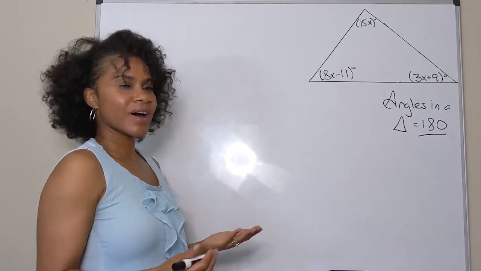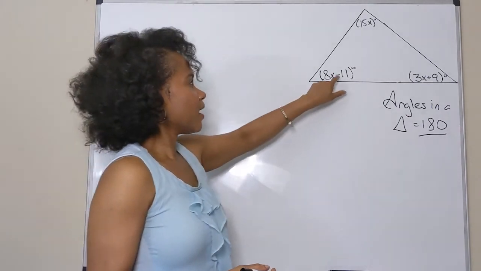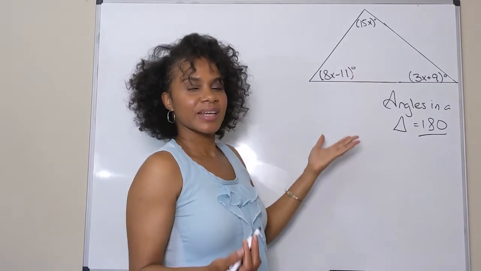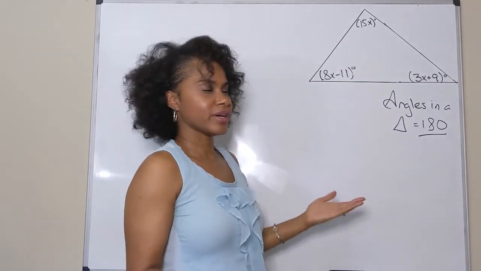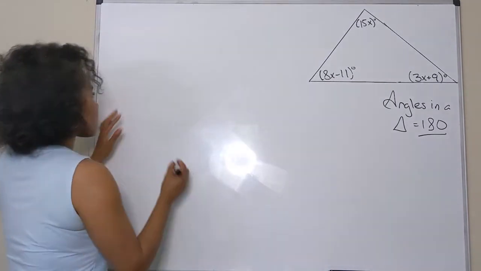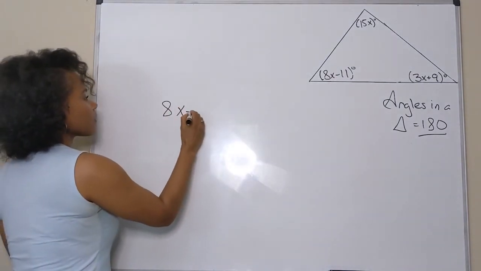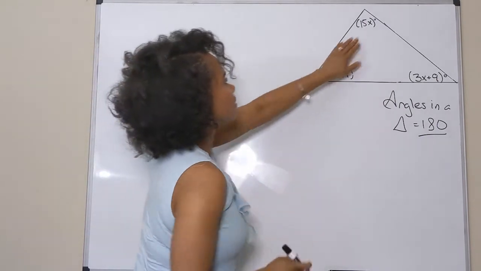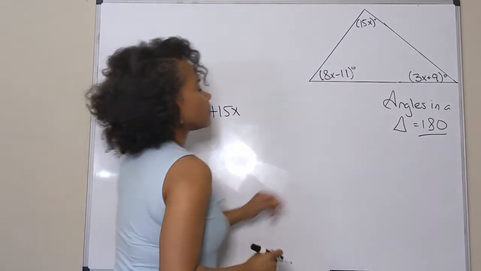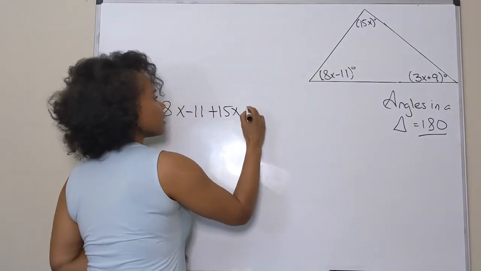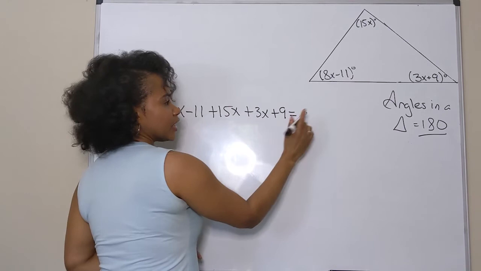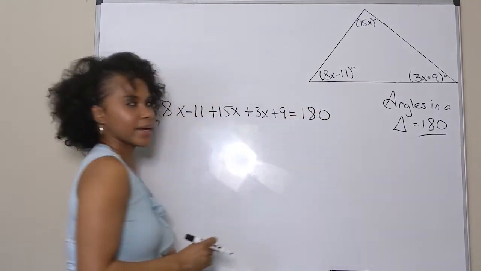And we know that because of the Triangle Angle Sum Theorem. And so in order to find x, we could simply add these expressions together, set it equal to 180 to solve for x. So let's do that. So 8x minus 11 plus 15x plus 3x plus 9. And all together it equals 180.